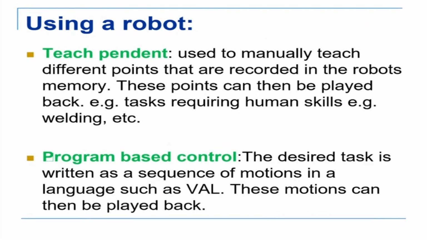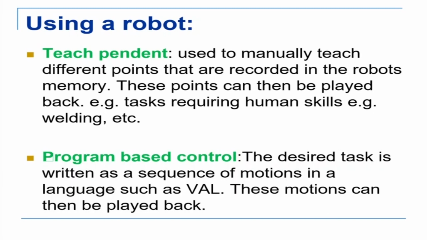Now, we saw that the robot is programmed either by using a teach pendant. So in a teach pendant, we manually take the teach pendant and manually toggle the keys and take the robot to some position in space to do some task. Now, why do you need a teach pendant? And why can't you always use a robot program?